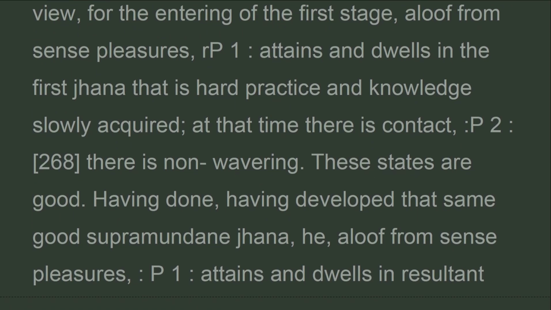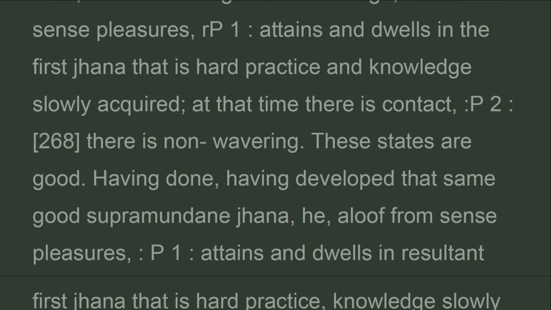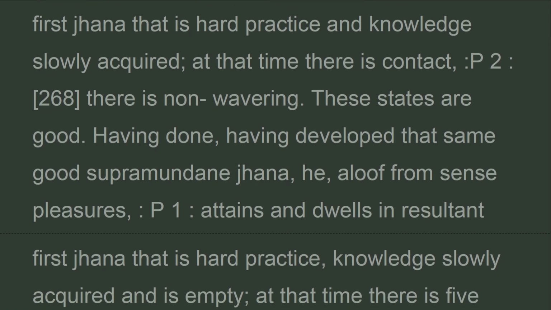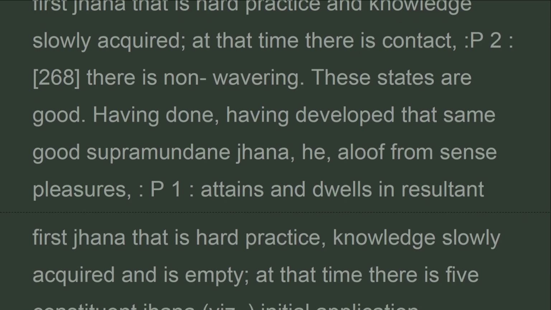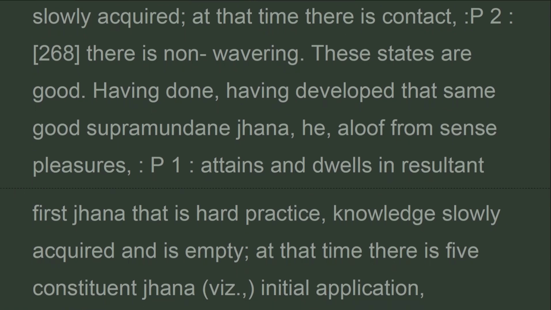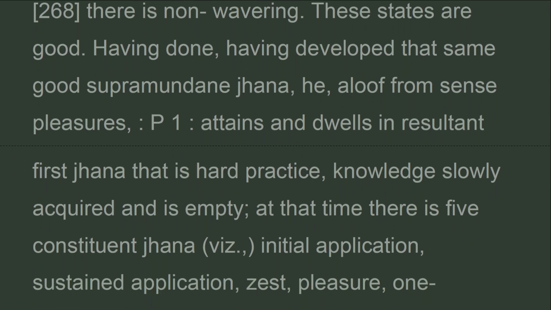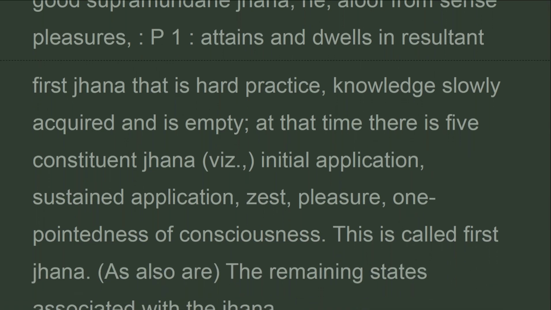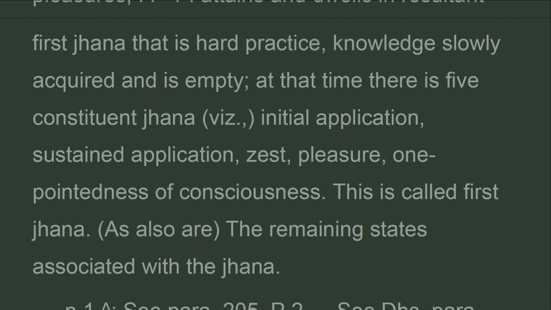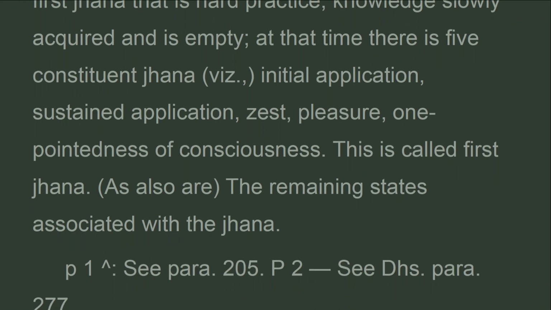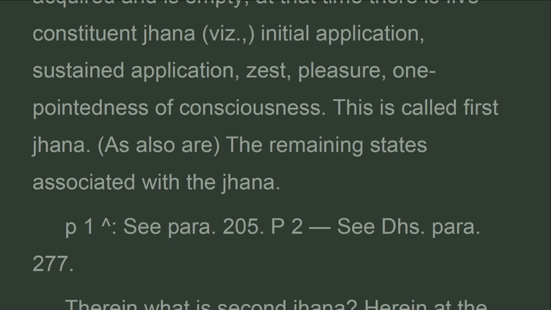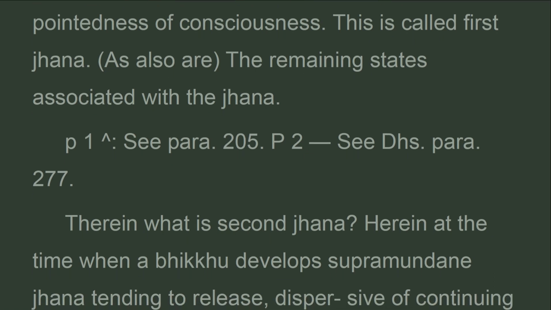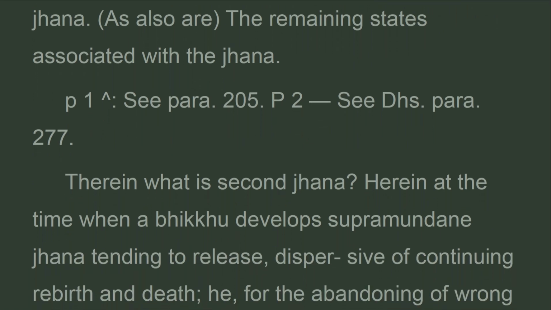At that time there is contact, there is non-wavering. These states are good. Having done, having developed that same good supramundane jhana, he, aloof from sense pleasures, attains and dwells in resultant first jhana that is hard practice, knowledge slowly acquired and is empty. At that time there are five constituent jhana factors: initial application, sustained application, zest, pleasure, one-pointedness of consciousness. This is called first jhana. The remaining states associated with the jhana.